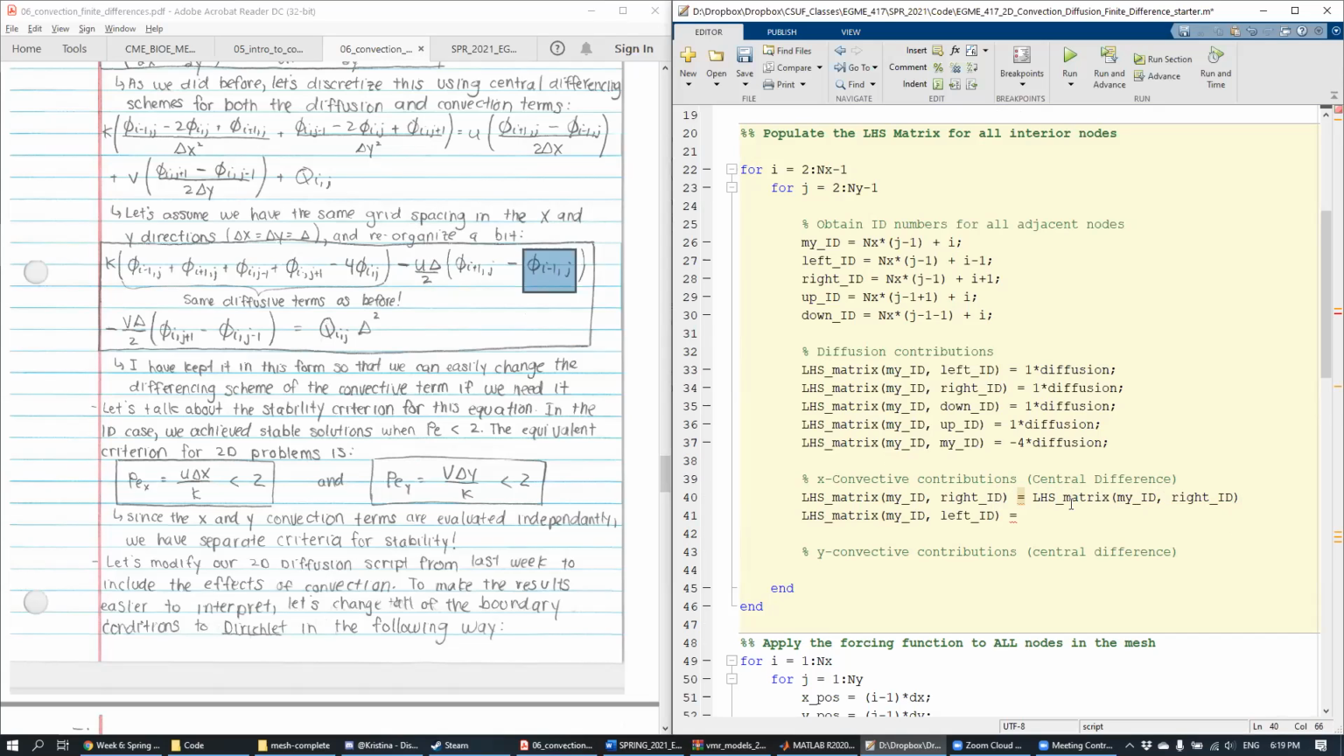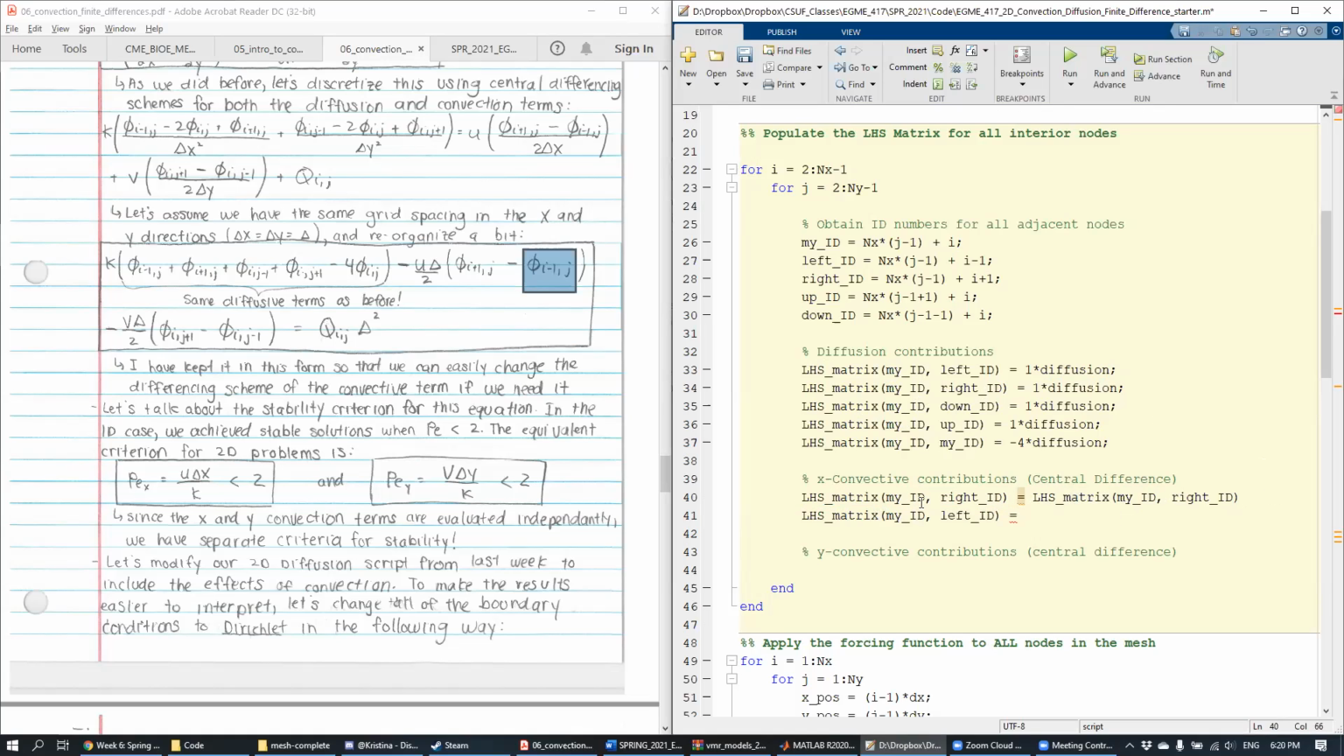If you remember this from our MATLAB review, right now we're making several different changes to the left-hand side matrix, right? And so I don't want to overwrite what I've already written here, because we've already assigned diffusion to the right ID, but I want to add to it. So I'm going to put this segment of code, left-hand side matrix of my ID comma right ID, on both sides of the equal sign, okay?